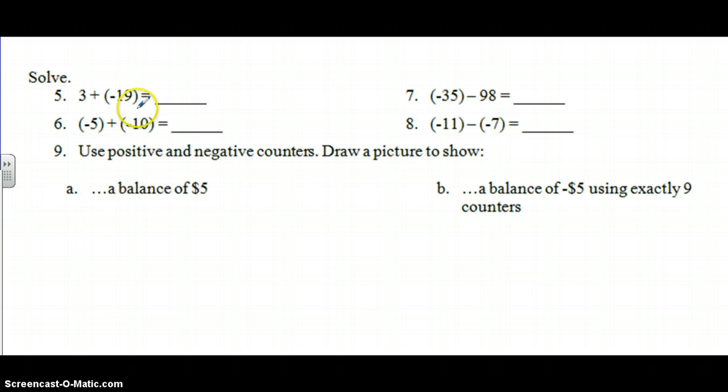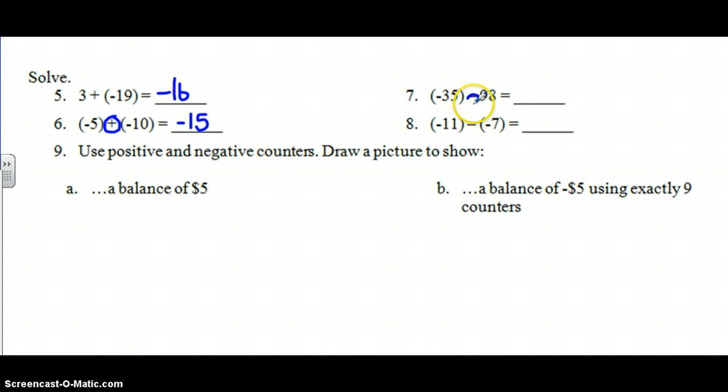Now let's look at our integer problems. Here I have 3 plus negative 19. I'm adding. My signs are different. The difference between a 19 and a 3 is a 16, and I have more negatives in the problem, so negative 16 is my answer. For number 6, again, we're adding. My signs are the same, so I find the sum. 10 and 5 make 15. I have 5 negatives and 10 more negatives, so my answer would be negative 15.